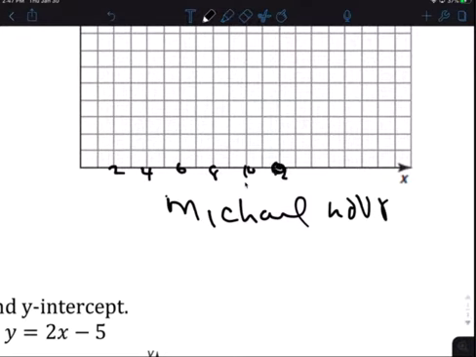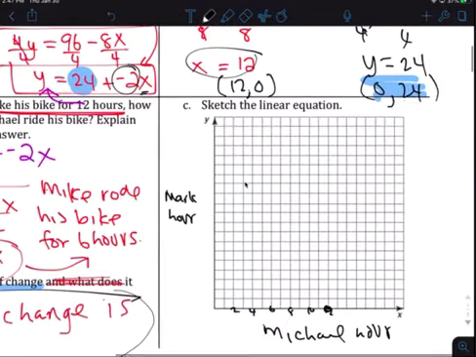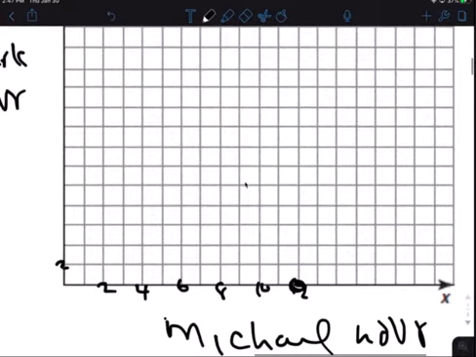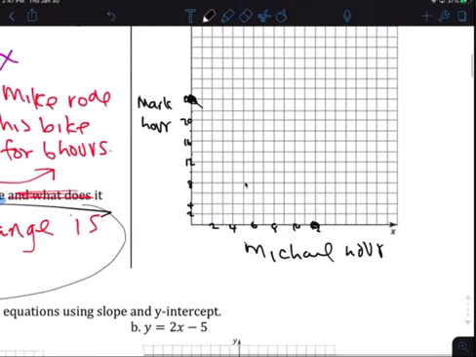That's Michael hours. Now, Mark, you have to count by 2 because it's 24, and this only has 20, so you have to count by 2s. So this is 2, 4, 6, 8, 10, 12, 14, 16, 18, 20, 22, 24 right there. It's Mark's hours, and then you graph that. That's sketching a graph really fast.